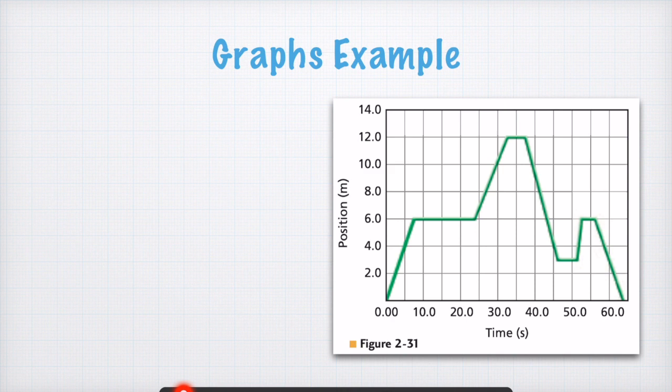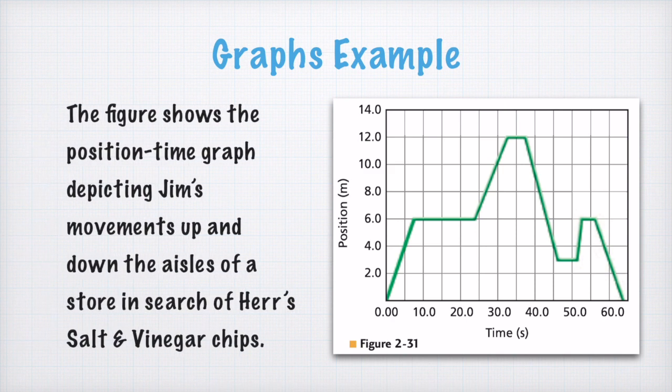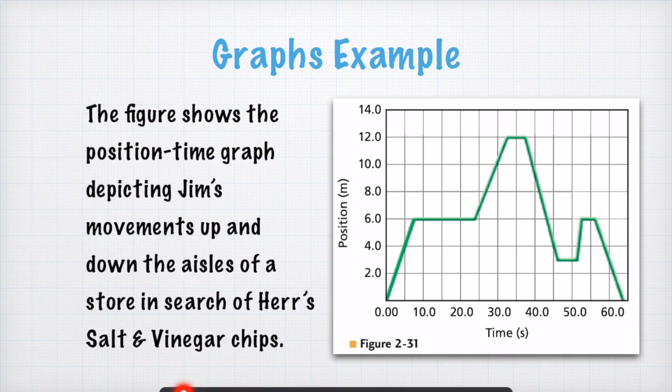Now let's do an example really quickly here. So this figure shows the position-time graph depicting Jim's movement up and down the aisles of a store in search of Hare's salt and vinegar chips. So this is Jim's position as a function of his time. You notice that it's a really weird graph. It's okay, it's not too big of a deal.